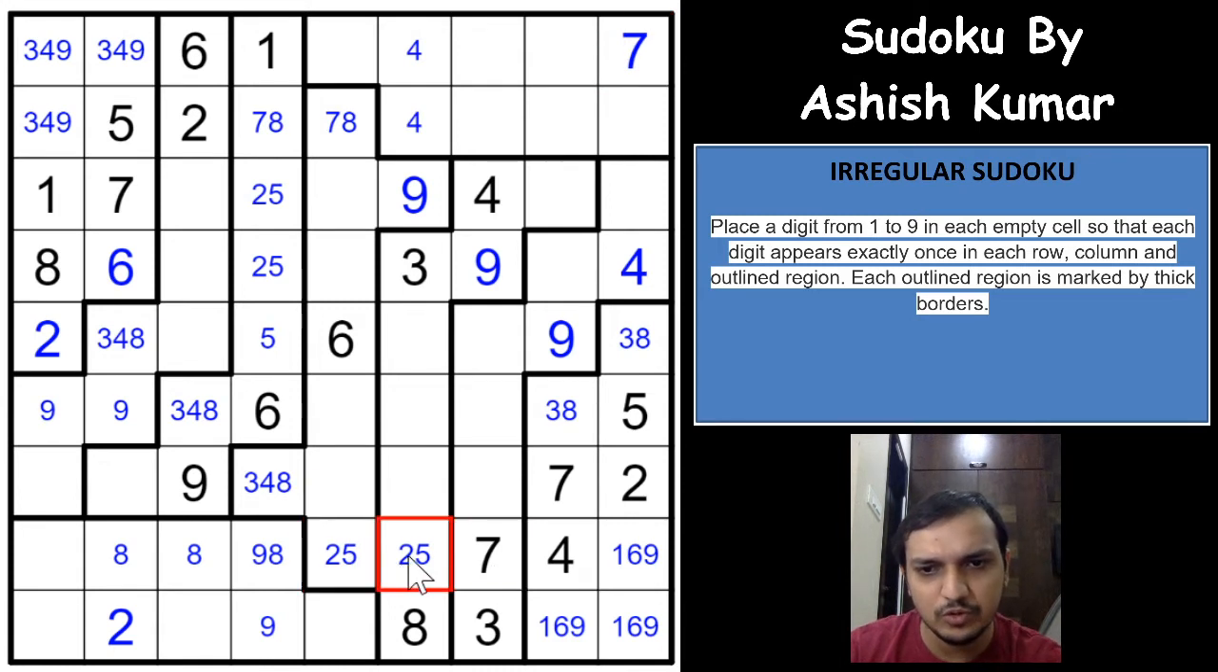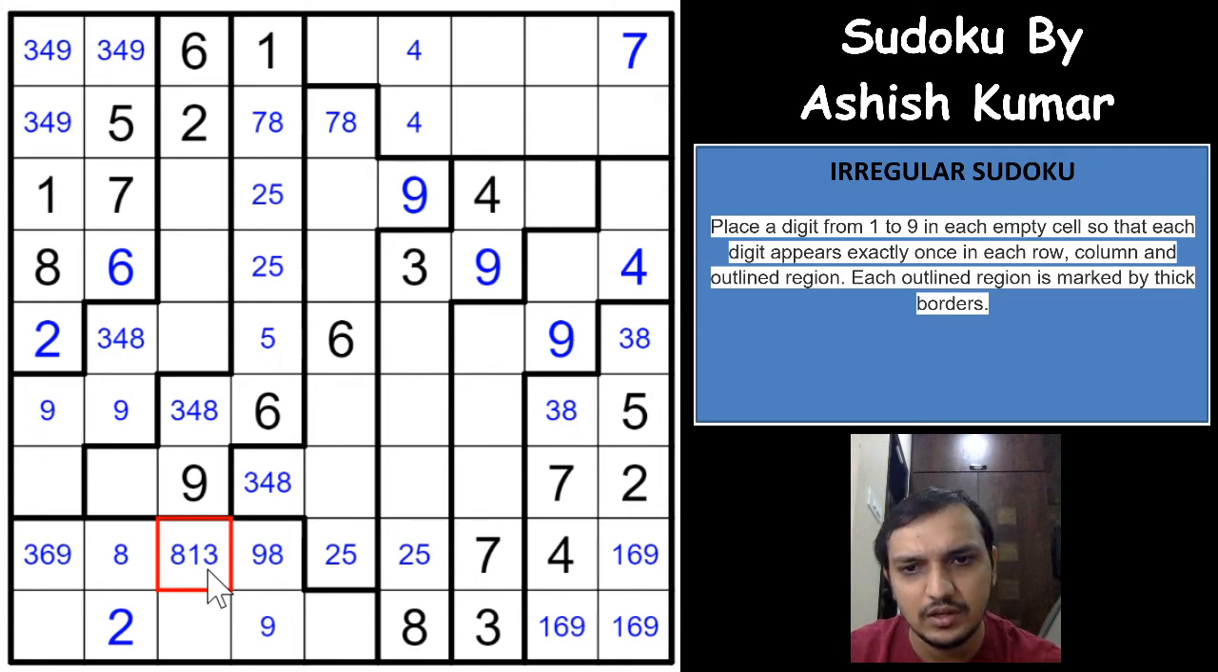So 2, 5, 7, 4, 1, 3, 6, 8, 9, 1, 8, 3, 6, 9 would have to be here. 6, 9, 1, 3, 8. 1, 3, 8, 6, 9. And 9, 4. 7 has to be in one of these two cells in this region. 8, 3, 6, 1. That is also done.